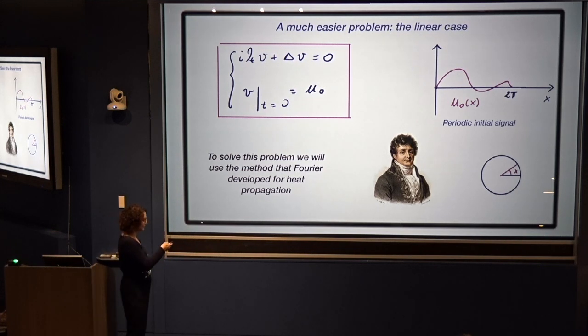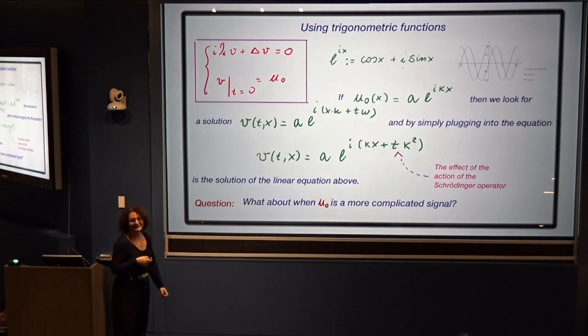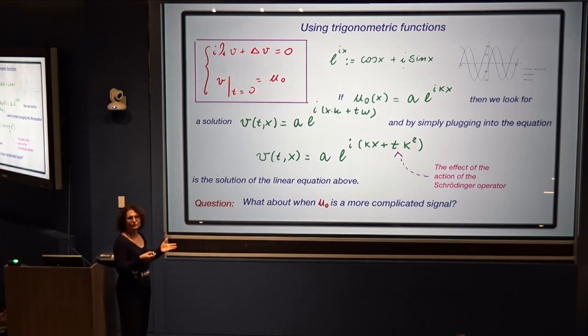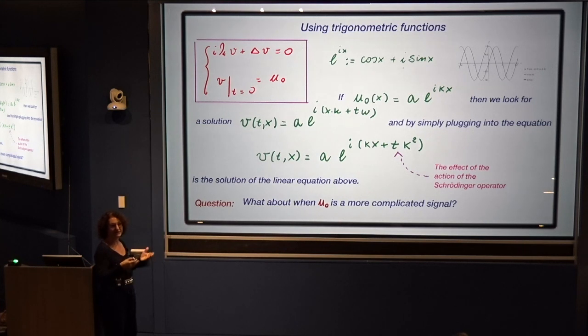That's what it means to be periodic. If we put ourselves in this setting, then we can do something explicitly. And let me first start with a signal which is extremely simple. It's just a combination of sine and cosine.